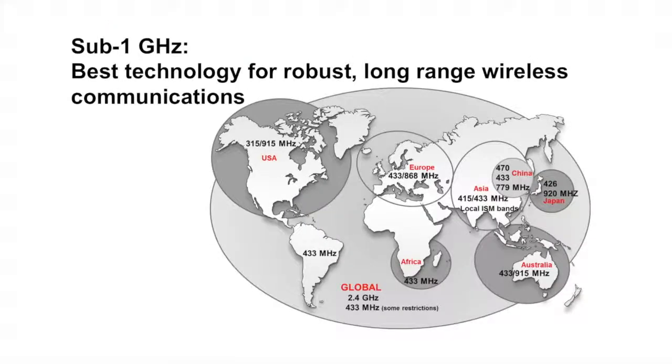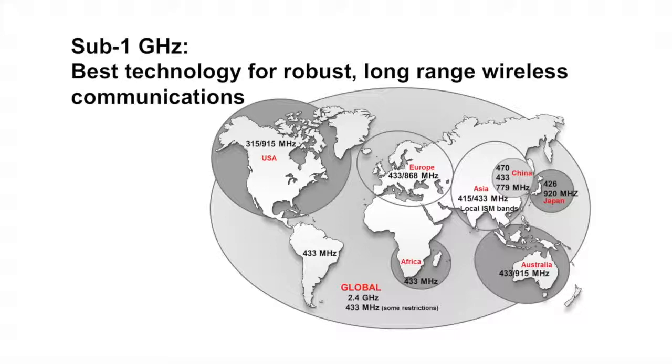Sub-1 GHz is the best technology for robust, long-range wireless communication. When creating an RF design, you need to decide what frequency band to use. As shown on this map, different regions have different regulations for industrial, scientific, and medical bands. These ISM bands are license-free, and TI provides solutions for all.